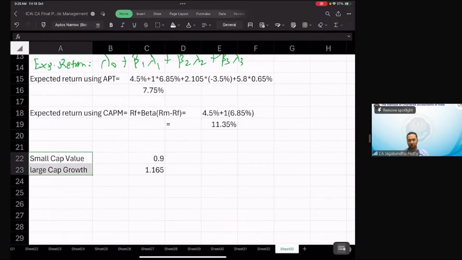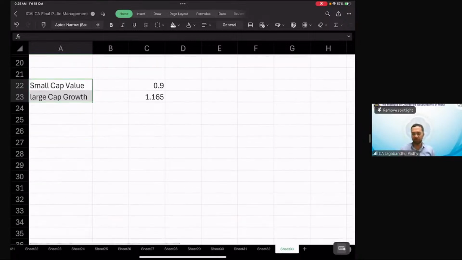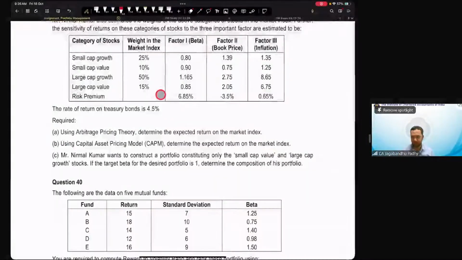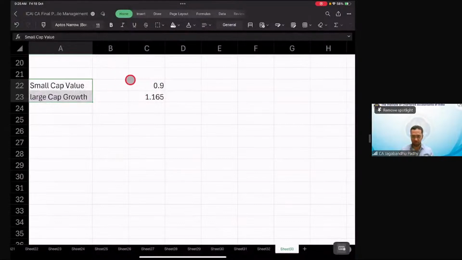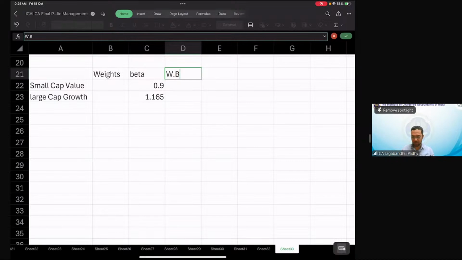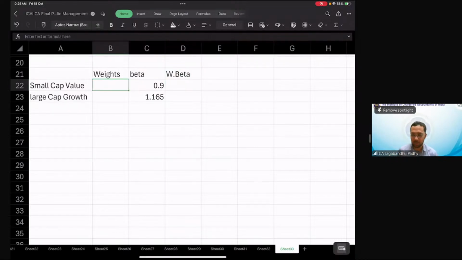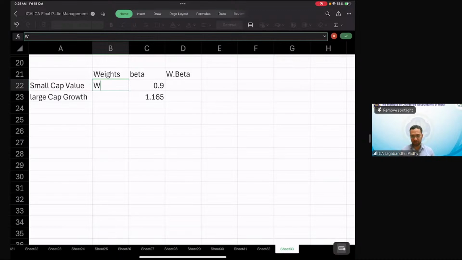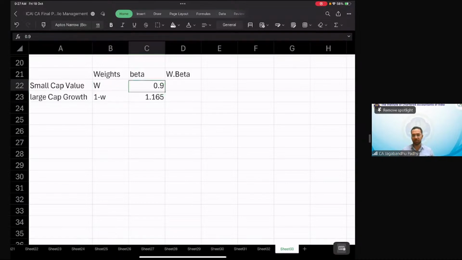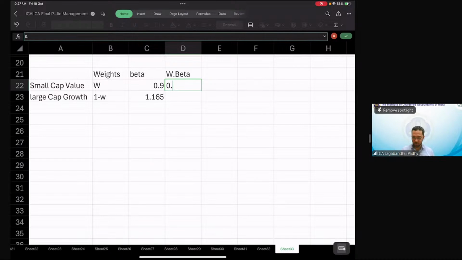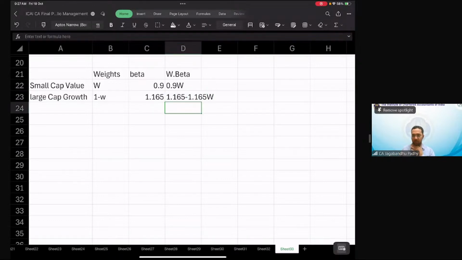Okay, so you want to create a portfolio of only small cap value and large cap growth. We know their betas are 0.9 and 1.165. And we want the factor 1 beta itself to be equal to 1. Determine the composition of his portfolio. Composition means I want to know the weights, because I know the betas. Weight multiplied by beta; we don't know the weights. So let me take the small cap weight as simply W, and the large cap weight will be 1 minus W. So weights into beta will be 0.9 W plus 1.165 minus 1.165 W.